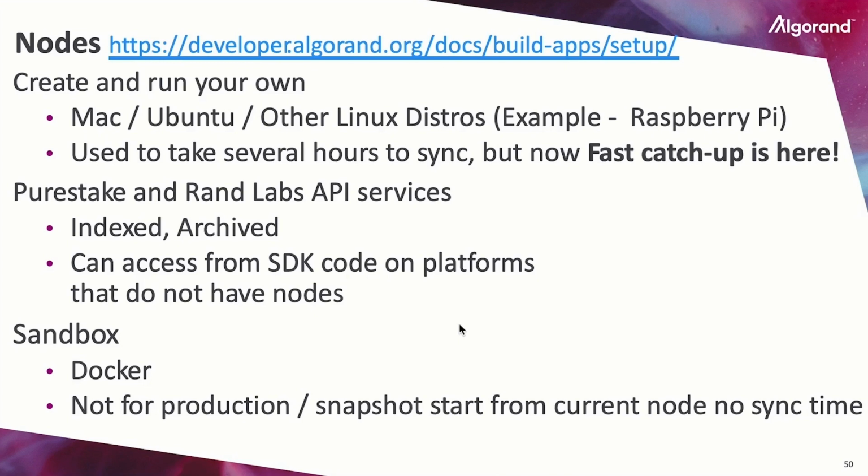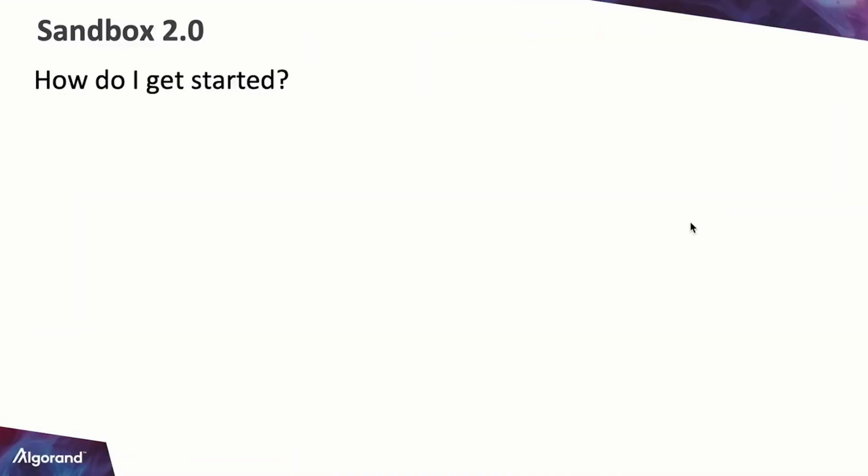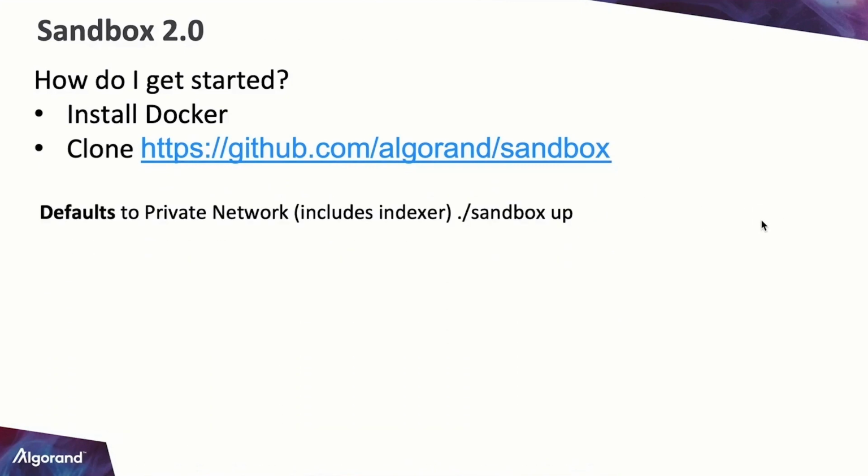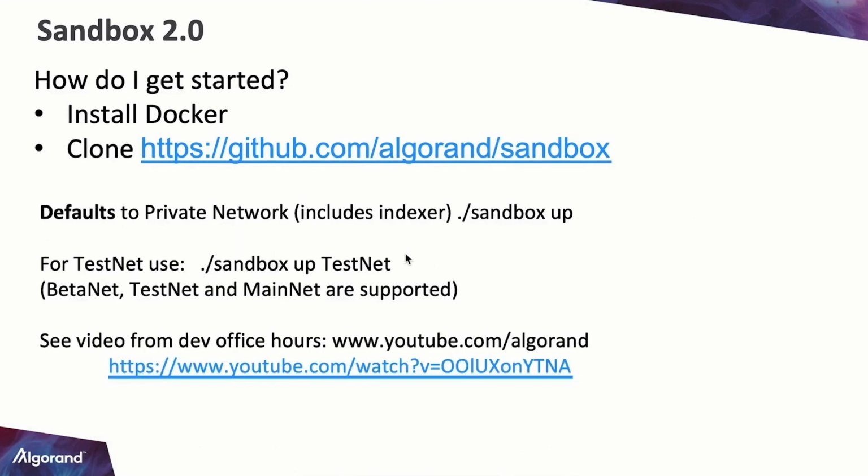Sandbox is excellent. This is a Docker instance. Typically, it's not used for production because you can reset it at any time. But basically, it's a snapshot, and there's really little sync time. And you can run this on Windows as well. So then, how do I get started with Sandbox? Well, you install Docker, you clone the Sandbox. Now it defaults to the private network with Sandbox up. For testnet, you would do Sandbox up testnet, and you can do mainnet and betanet as well. Those are all supported.